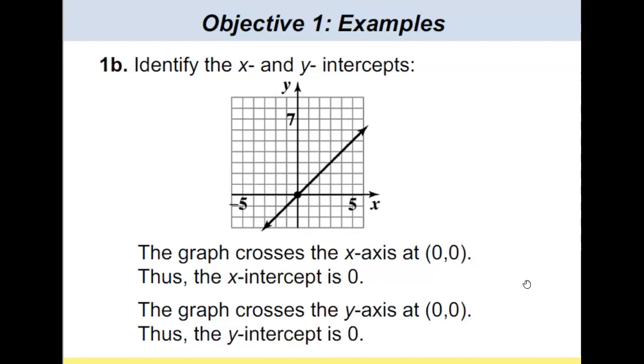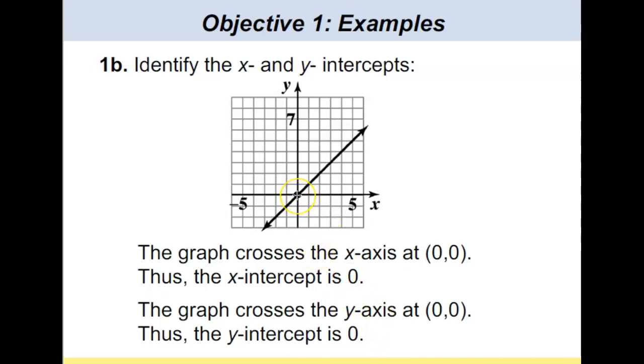All right, this one's a little different. I look here, and I'm crossing the x-axis here. And x is 0 there. And y is also 0 there. When your line crosses the origin, both the x and y intercepts are 0.